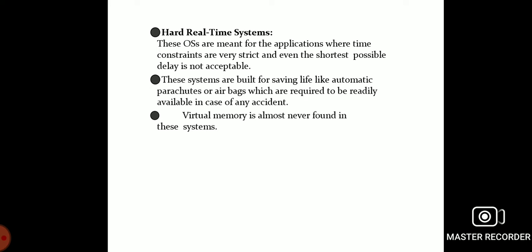So the systems are built for saving life automatically, such as airbags, which are required to be readily available in case of an accident. The virtual memory is also never found in these systems. These are hard real-time system examples. Next, the soft real-time system. These operating systems are for applications where the time constraint is less strict. We use the real-time operating system nowadays in kernel software to support different custom hardware systems.